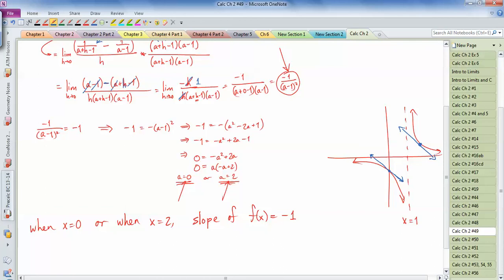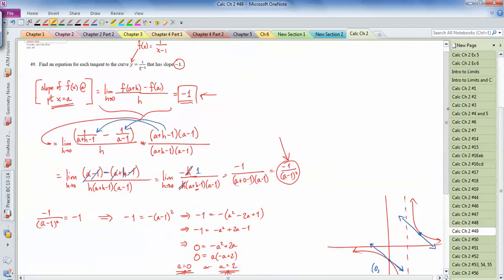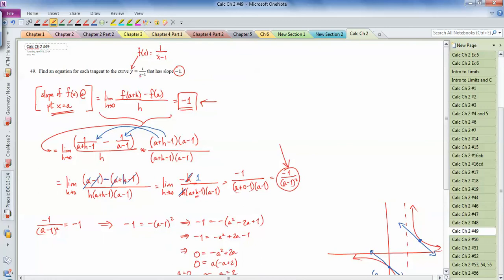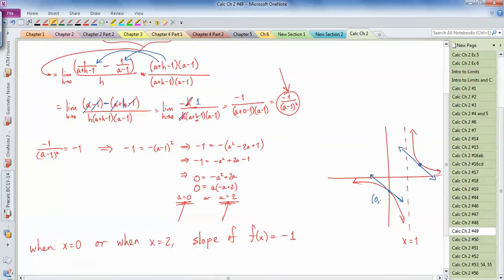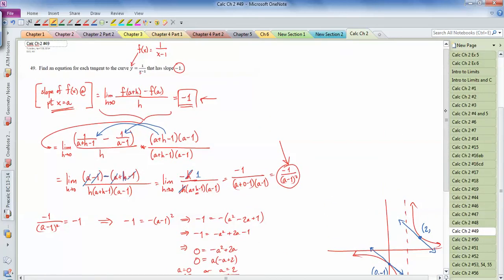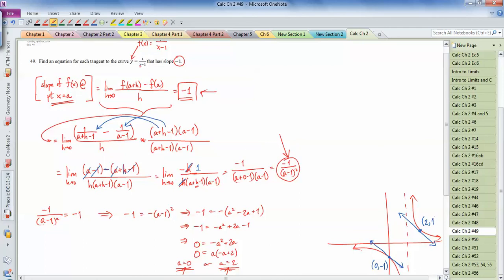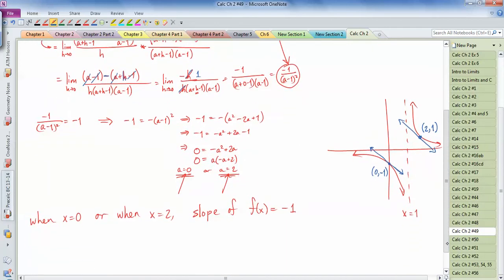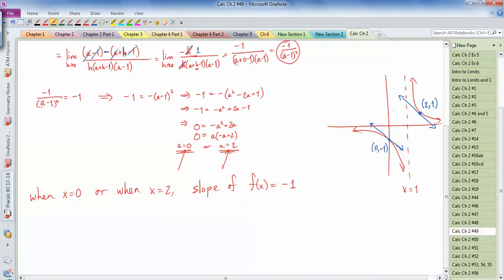And I need those equations. Well, I know that this point is when x is 0, so if I plug it back into the y, I get 1 over 0 minus 1, so that's a negative 1. And then up here, if I plug in 2, which is where my other x value is, I get 1 over 2 minus 1, which is going to be 1. Let's call this one tangent 1 and this one tangent 2 because 0 came first.